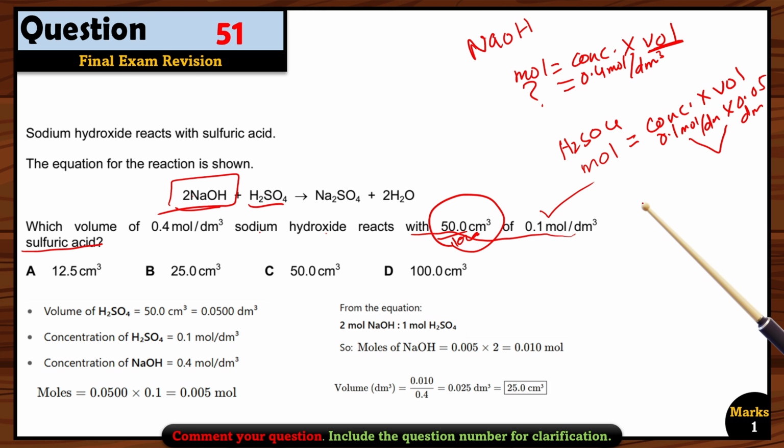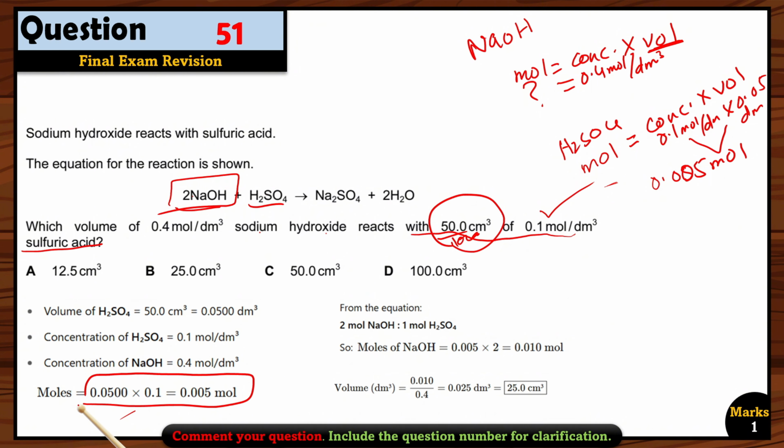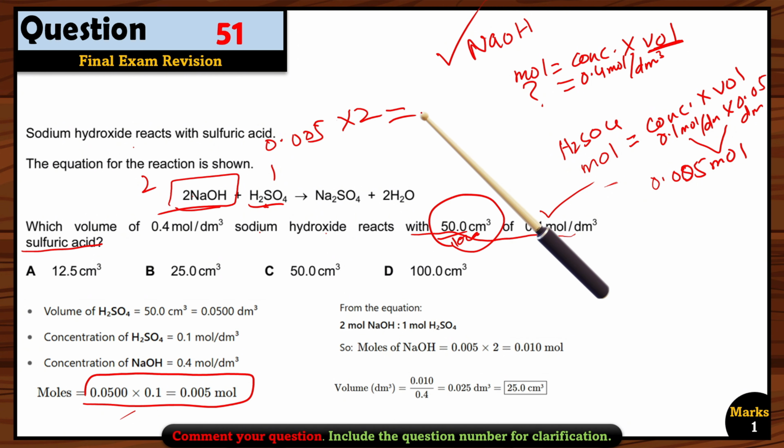Now let's see what the moles will be. If you calculate this, how many moles will you get? You will get 0.005 moles of H2SO4, that is here. Now it's simple, you can easily calculate for NaOH. 2 NaOH need 1 H2SO4. So how much H2SO4 do we have? 0.005. If we have 0.005 H2SO4, how many NaOH will we need? Just multiply by 2 and you will get your answer. You will need 0.01 mole.